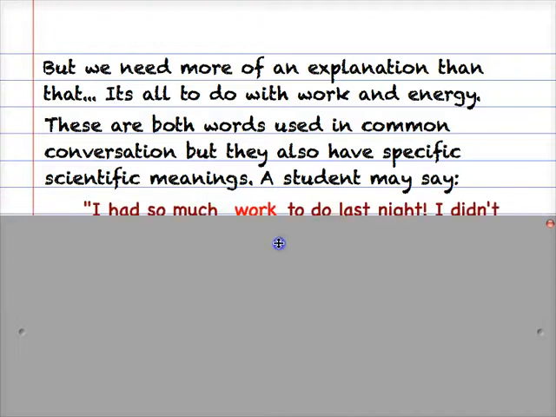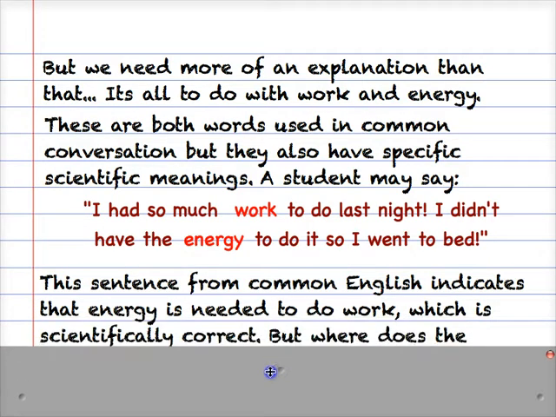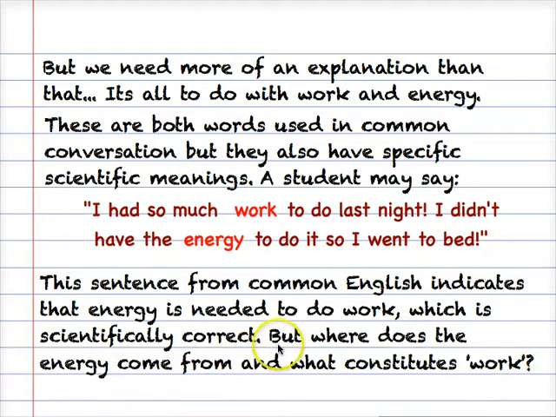Now, both of these words are commonly used in the English language. You've all used them, and a student may say, for example, "Oh, I had so much work to do last night, I didn't have the energy to do it, so I went to bed." So is the student using these words in the correct scientific context? Well, the answer is really yes, in fact. The sentence indicates that the student needs energy to do work, and that is a good definition of energy. It's scientifically correct. But where does the energy come from? And what actually constitutes work in a scientific sense?